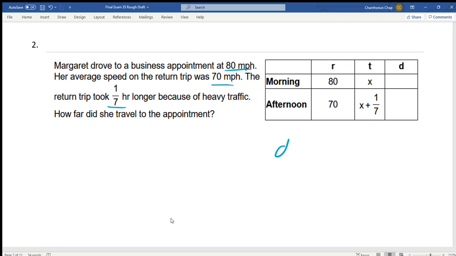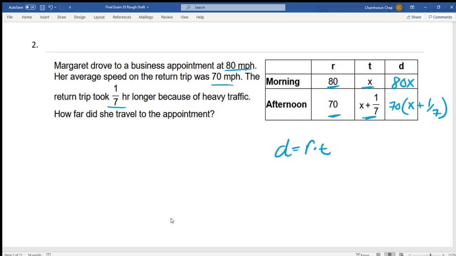I want you to recall the distance is equal to rate times time, and we'll use this to find the distance. We know the rate is 80 and the time is x. So multiply that together, I should get 80x. For the afternoon, we have the rate is 70 and the time is x plus 1 over 7. So the distance would be 70 times the quantity x plus 1 over 7.